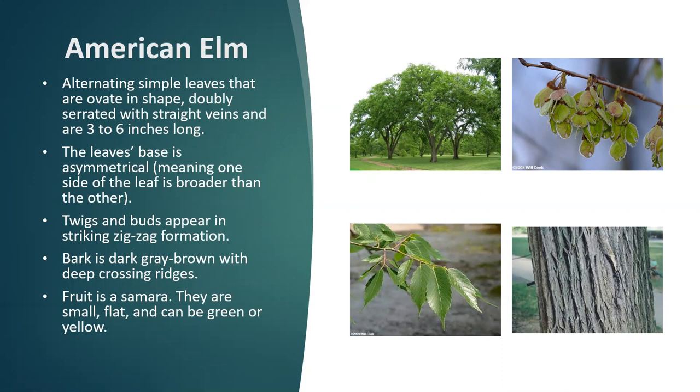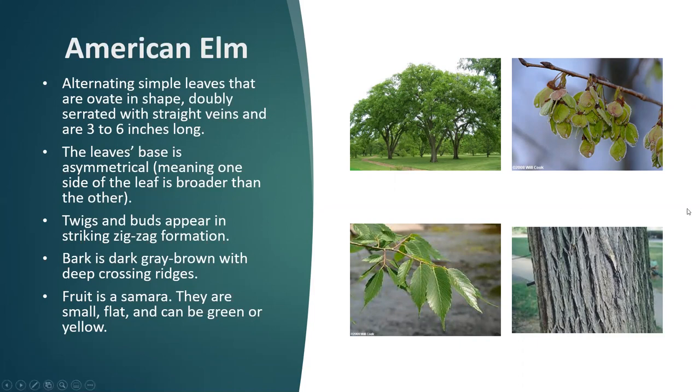So elm trees in general have very unique bark that really gives away that it's a member of the elm family. If you pay attention to this bark, it's a very dark gray brown with these very deep, what people call crossing ridges. I almost like to think that it looks like alligator-type scales that run down that tree. It's got these very pronounced ridges and very deep fissures. And that's very prominent on most elm species.